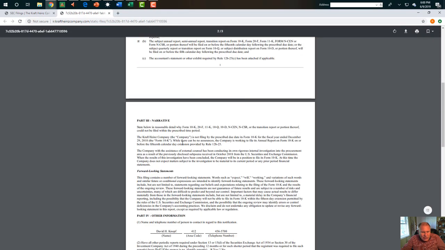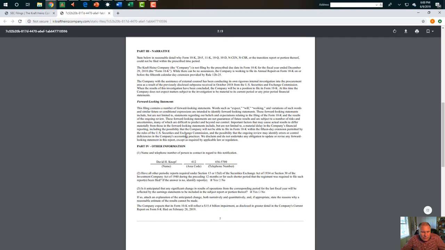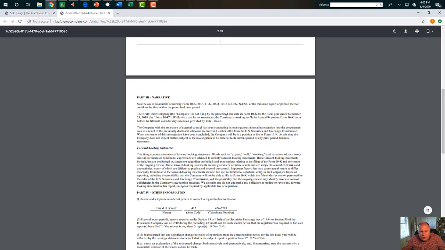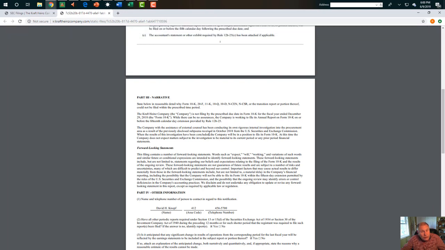So what they're saying is they're not filing by the prescribed due date of the 10-K for the fiscal year. While there can be no assurance, the company is working to file its 10-K on or before the 15th day extension provided by Rule 12b-25. The company, with the assistance of external counsel, has been conducting its own rigorous internal investigation into the procurement area as a result of the previously disclosed subpoena received in October 2018 from the U.S. SEC. When the results of this investigation have been concluded, it'll be in a position, and they don't expect material matters.